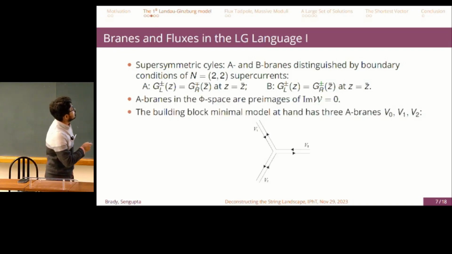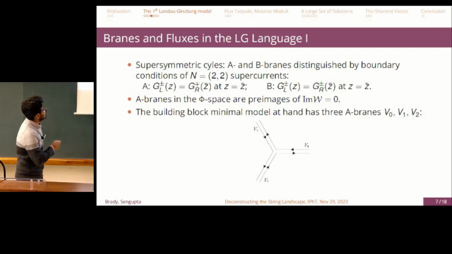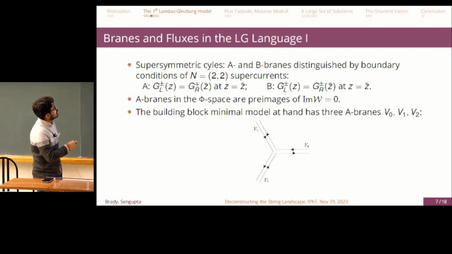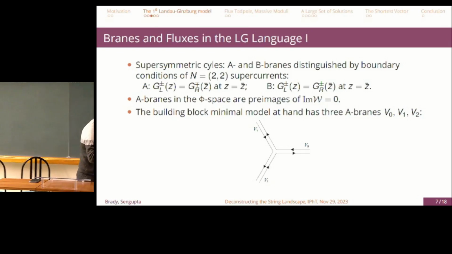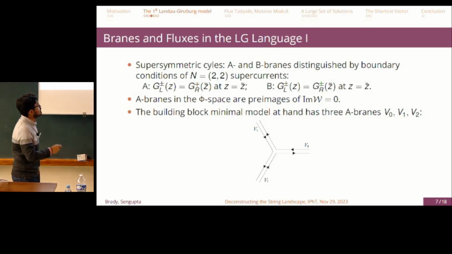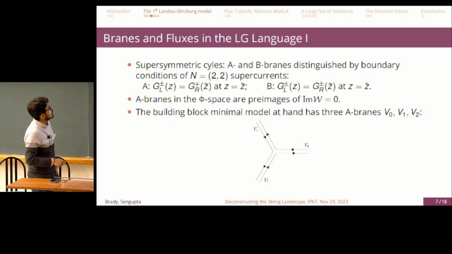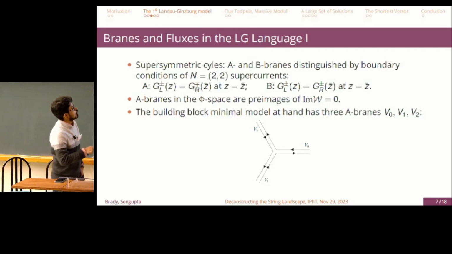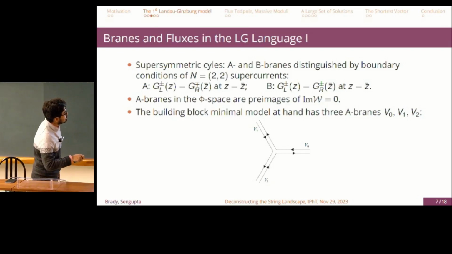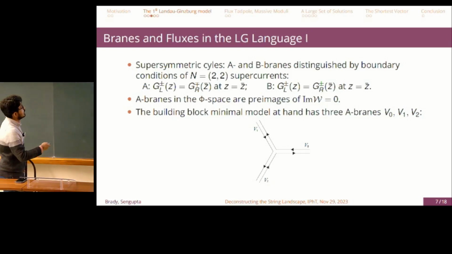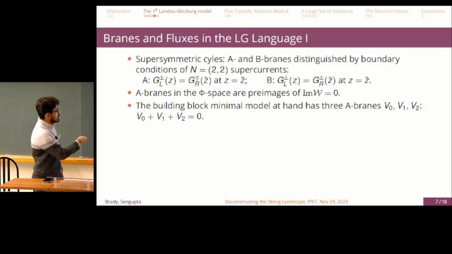So in the phi space, A branes, so now we are talking about one of the building block minimal models. You can show that the A branes in the phi space are pre-images of the worldsheet superpotential having a constant phase, which by using some R rotation you can fix to be the positive real axis. So each building block minimal model essentially comes with these three non-compact cycles, which we call V0, V1 and V2. They are clearly related by this equation that V1 plus V0 plus V2 is 0.